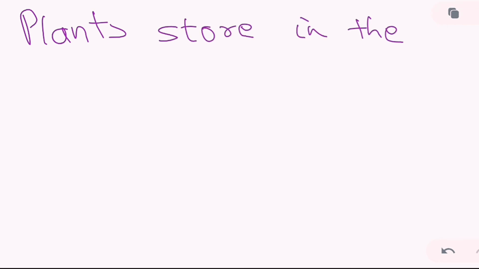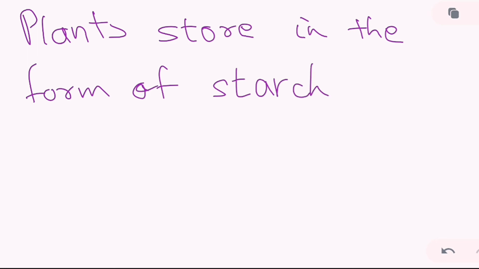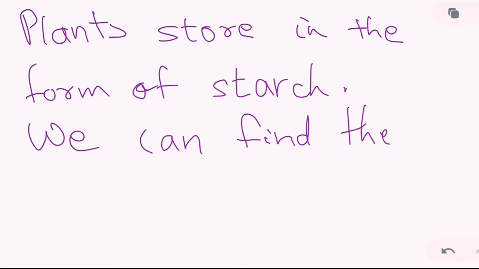Plants store in the form of starch and not glycogen, sorry. So we can find them in seeds. Another useful carbohydrate in plants is obviously glucose. I covered that earlier.